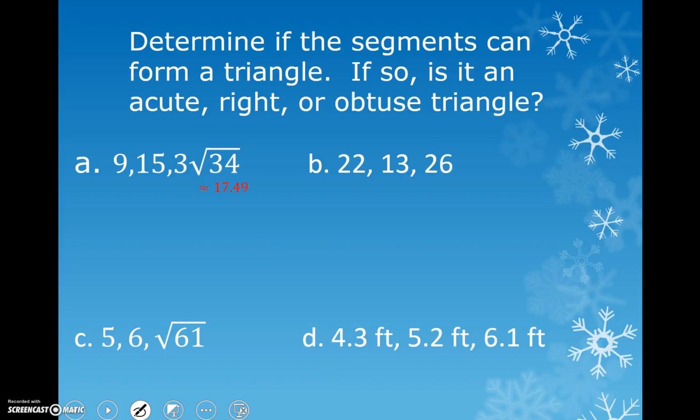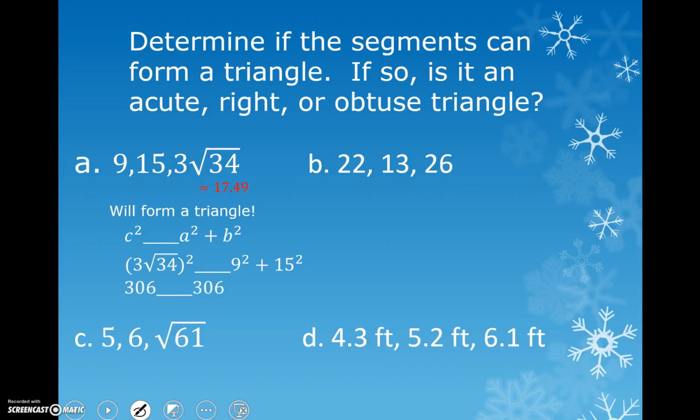So looking at the first one here, 9 plus 15 is bigger than, I converted this into a decimal, 17.49, and you can just type this into your calculator. It should be able to convert that to a decimal for you. But moving on here, what we want to do is substitute our values into our Pythagorean theorem, and what I see here is what's going to happen with the c squared. So 3 squared of 34 squared is 306, 9 squared and 15 squared is also 306, so that means this is equal. And so from there, we know it's a right triangle.